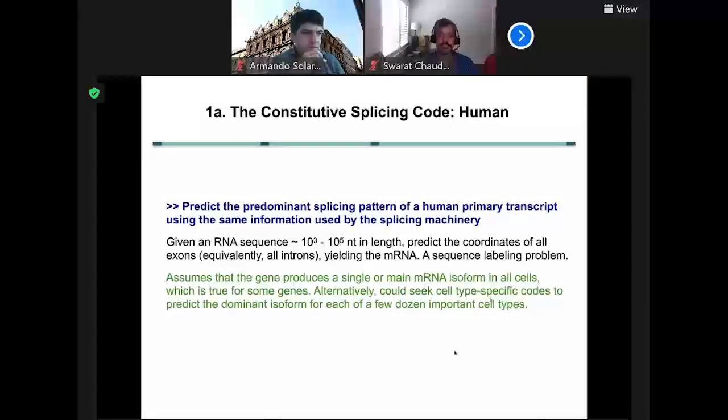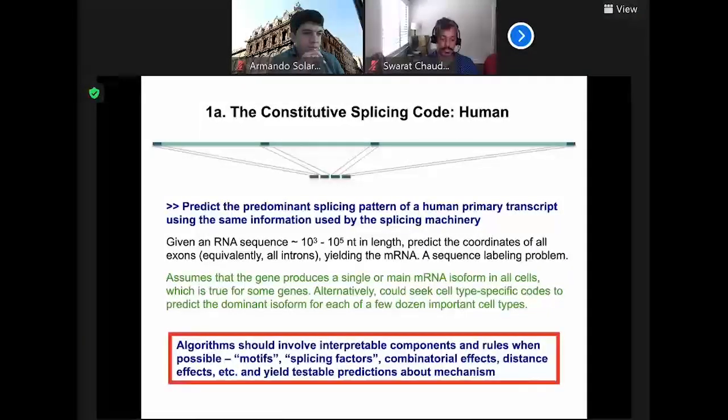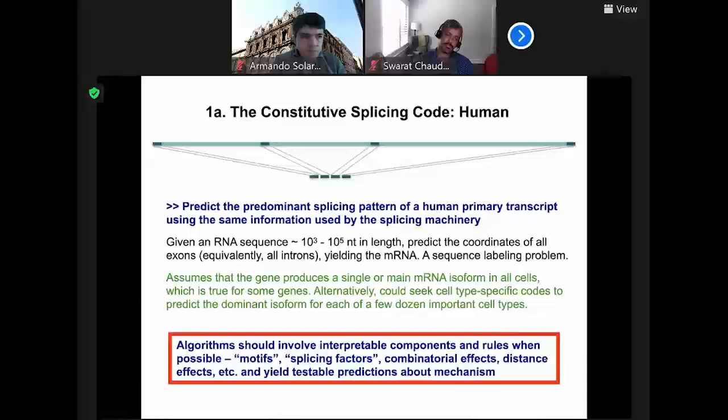Okay, but very importantly, the algorithms developed in this project, it is sort of our goal here, should involve interpretable components and rules when possible. So they should involve particular motifs that have a function at the RNA level, perhaps being recognized by particular protein factors. That factor should be represented in some form in the algorithm.